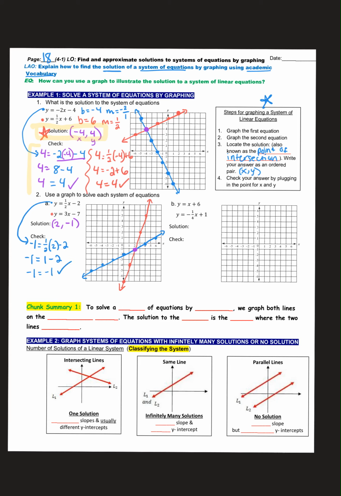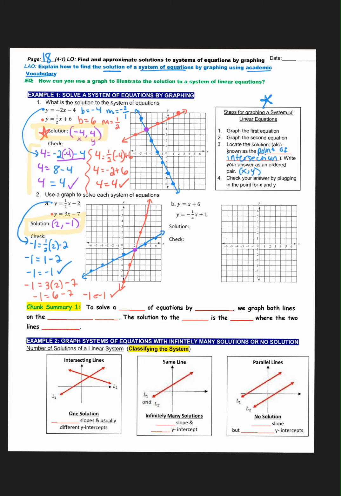Let's try the red one now. I'm going to have -1 equals 3 times 2 minus 7. 3 times 2 is 6, minus 7. Does that equal -1? -1 equals -1. It sure does. All right, so my answer, ladies and gentlemen, is 2, -1.